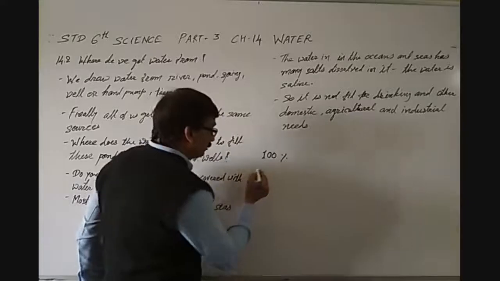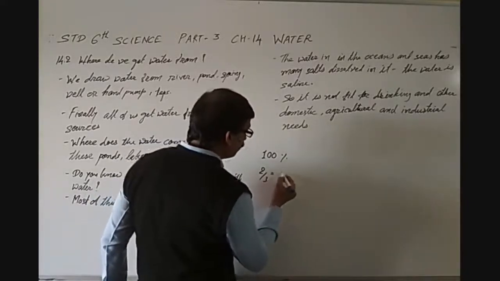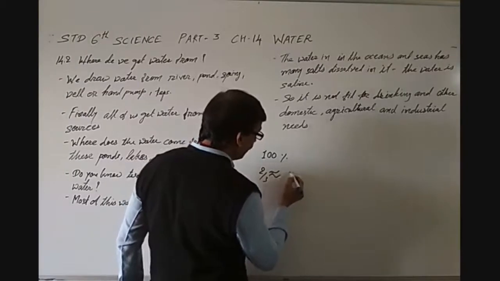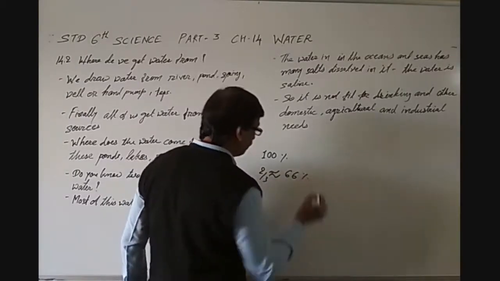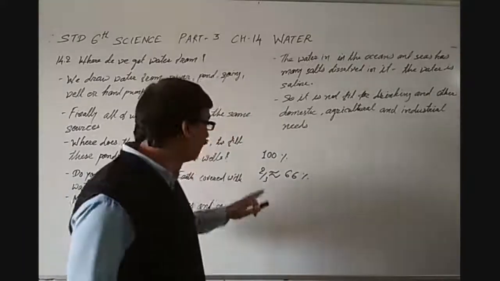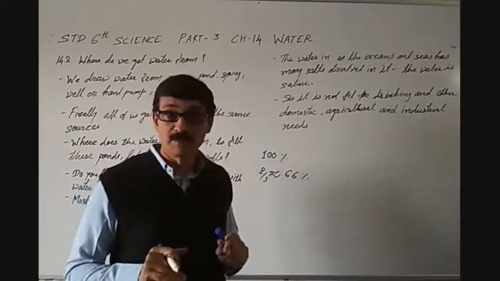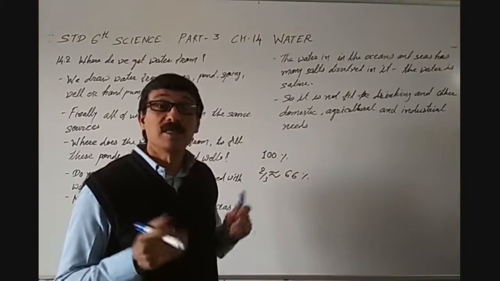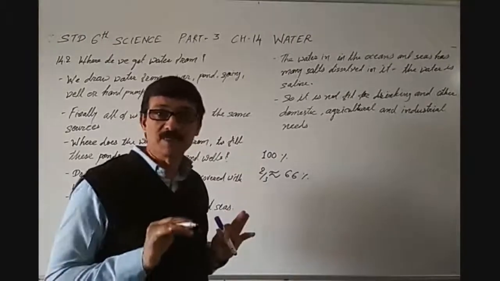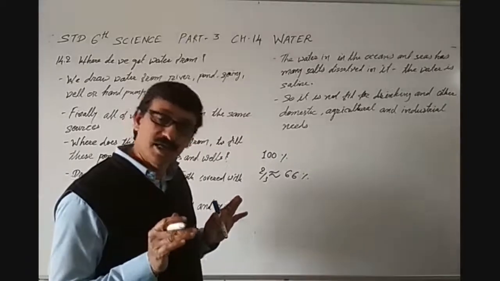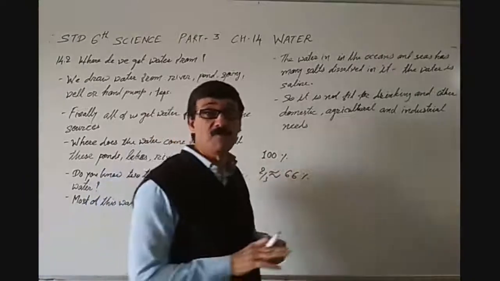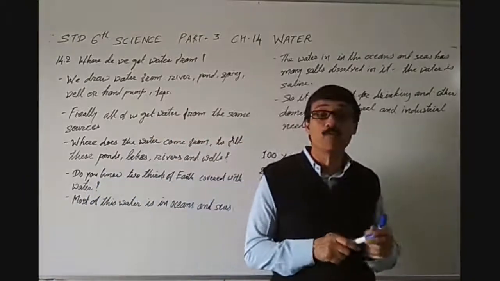But 2/3 is equal to approximately 66%. So 66% of Earth is covered with water. The next is, around 33-34% is only land on the Earth, but 66% of Earth is covered with water.